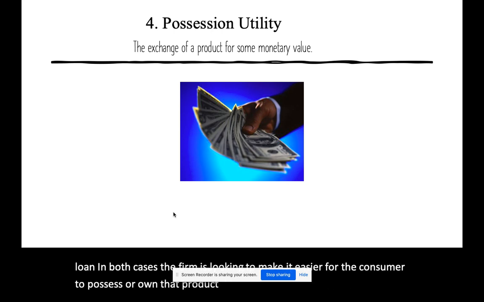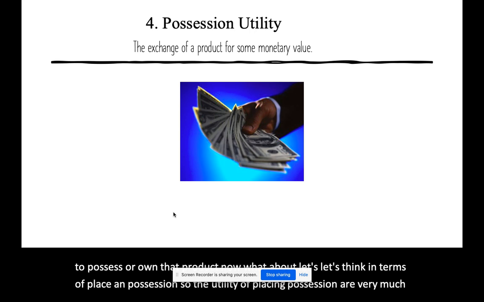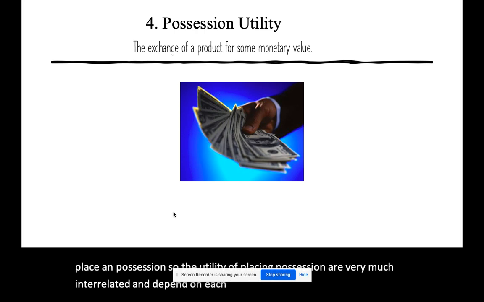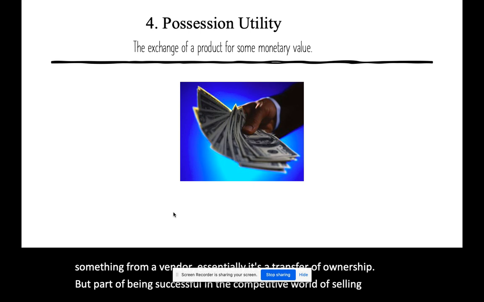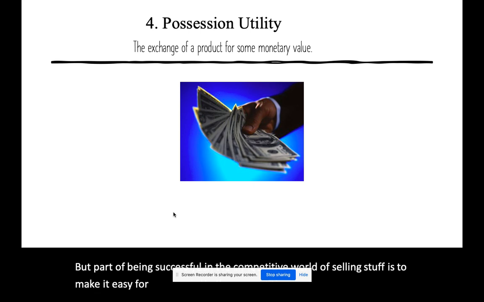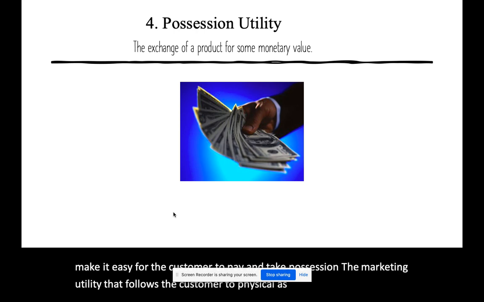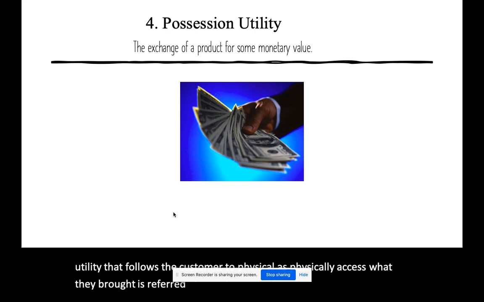Now, let's think in terms of place and possession. The utility of place and possession are very much interrelated and depend on each other. When someone buys something from a vendor, essentially it's a transfer of ownership. But part of being successful in the competitive world of selling stuff is to make it easy for the customer to pay and take possession. The marketing utility that allows the customer to physically access what they bought is referred to as possession.